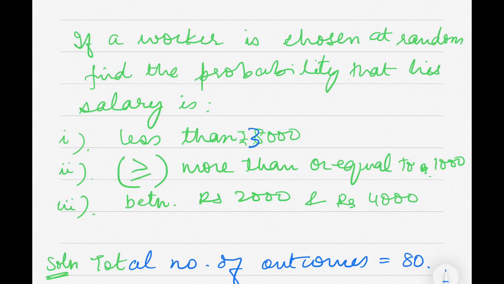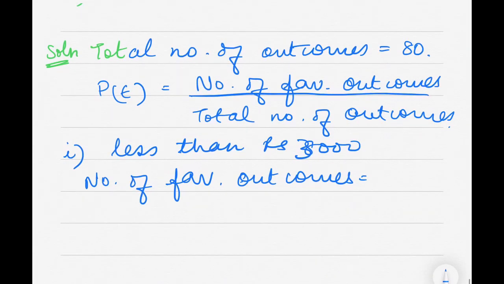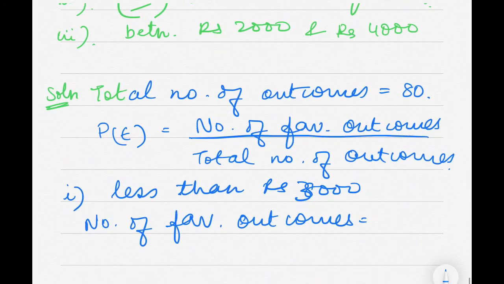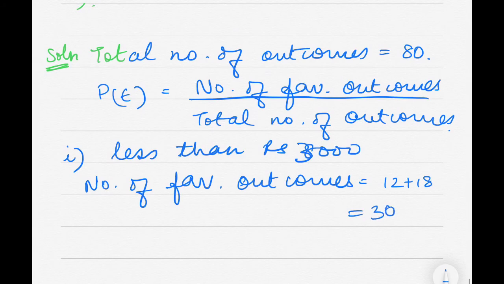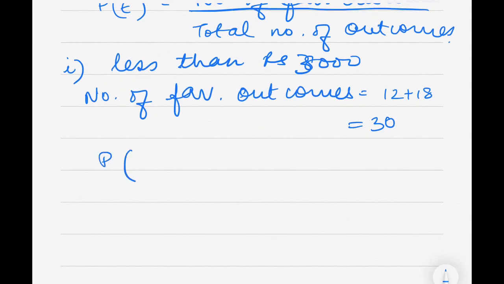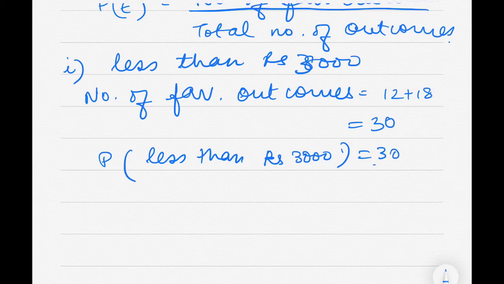This is also 3,000. So now the number of favorable outcomes are how much now? 12 plus 18, so this is equal to 30. So now my probability of a worker getting less than rupees 3,000, not 8,000, is equal to 30 by 80. So this gets cancelled and 3 by 8 will be my answer.